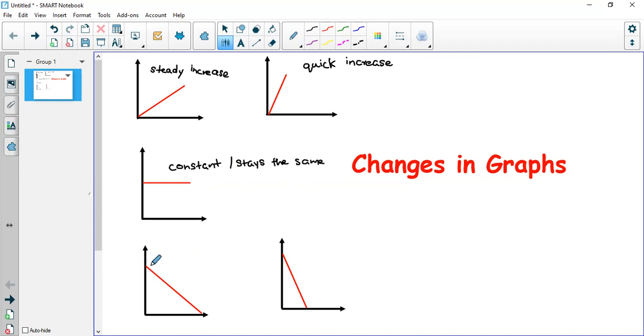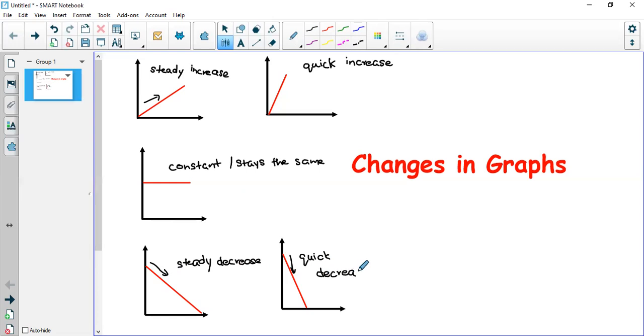Then if the line comes downwards, that shows a decrease. Now if the line going up shows an increase, definitely the line coming down shows a decrease. Now again, like the previous increases, these two both show decreases because both of the lines are coming down, but there is a difference. This line is a flatter one, and this is a steep one. So same as before, this shows a steady decrease, meaning a slow decrease. Whereas a steep line shows a quick decrease, meaning the speed or anything which is decreasing is coming down very fast. So this is a quick decrease.